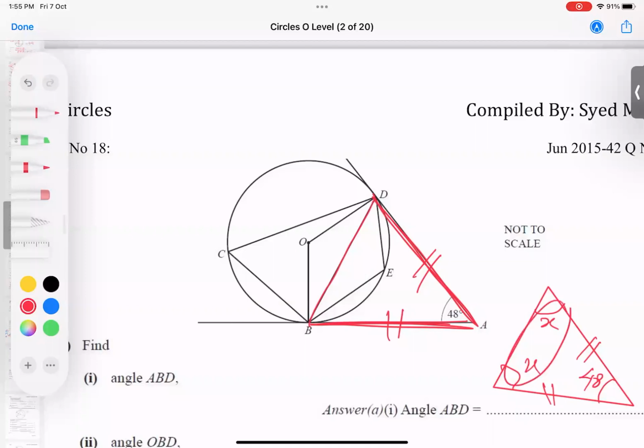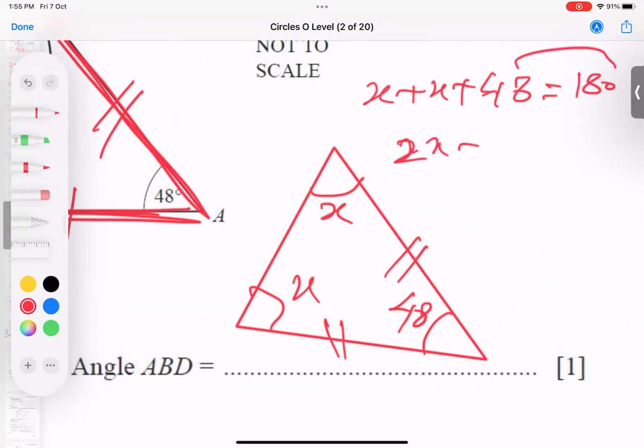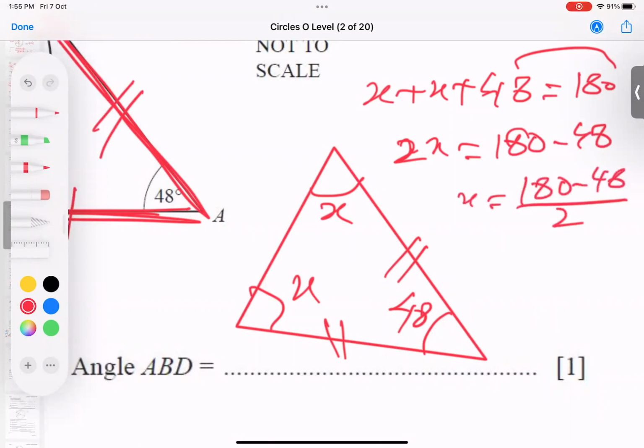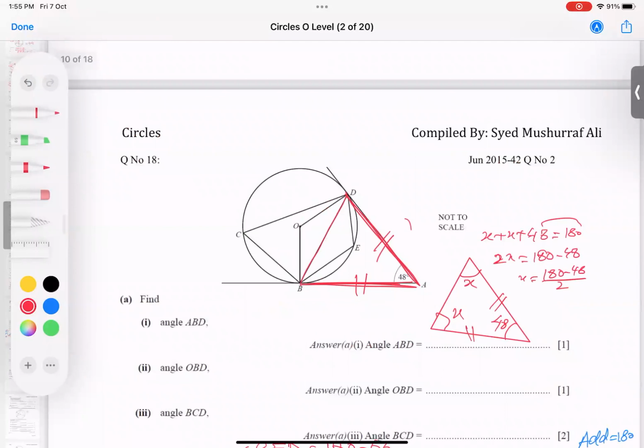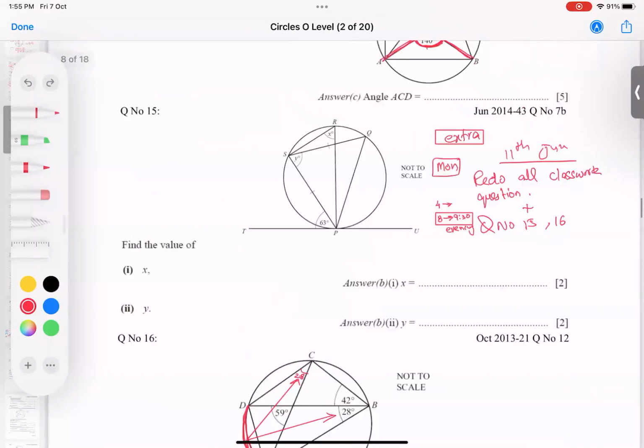You can ask why the x's are equal, sir? Because the sides are equal, and opposite equal sides have equal angles. The sum of all angles is 180 degrees, so x plus x gives 2x. The 48 goes to the other side and we divide by 2. In this way, I can easily find an unknown angle if two tangents are given from one common point. Now have a look at some more examples, not just one.